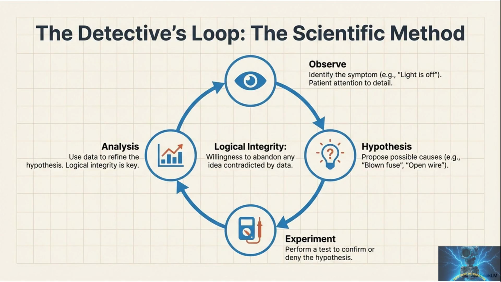Analysis. Update your model based on results. Reject ideas contradicted by data. Logical integrity matters. If your measurement contradicts your theory, the theory has to change. This loop prevents wasted time and prevents you from testing randomly.